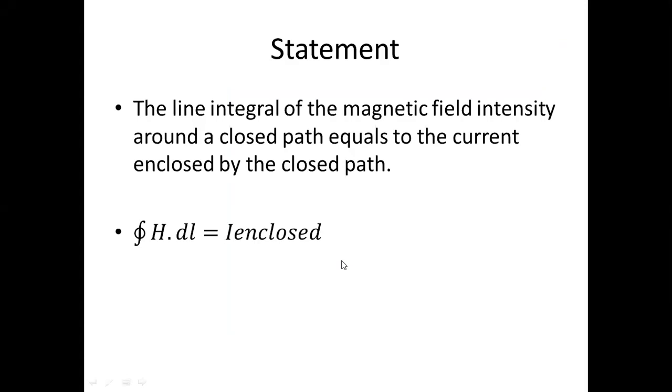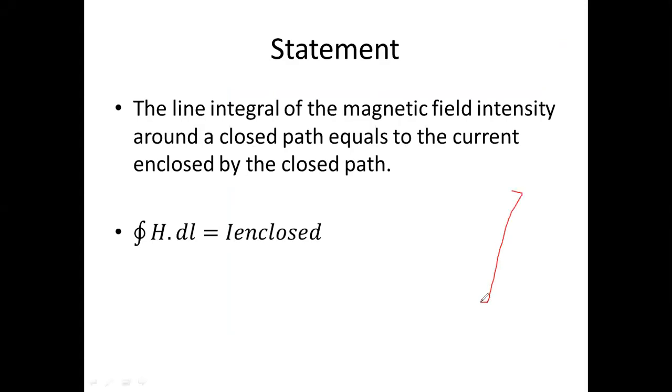Okay, so let's start with the statement. The line integral of the magnetic field intensity around a closed path is equal to the current enclosed by the closed path. Okay, so ∮H·dl is equal to I enclosed. So what does it mean?